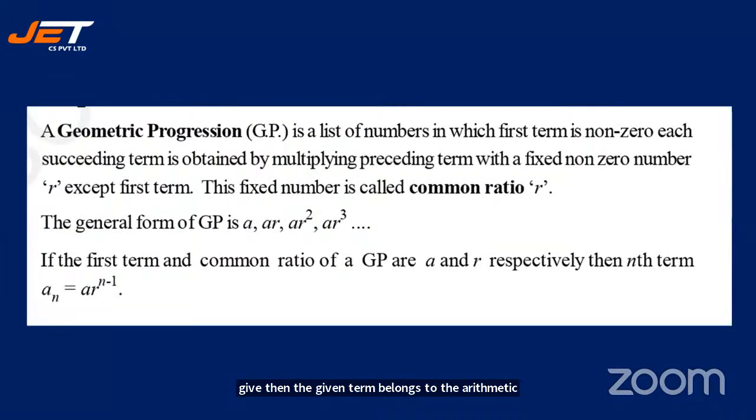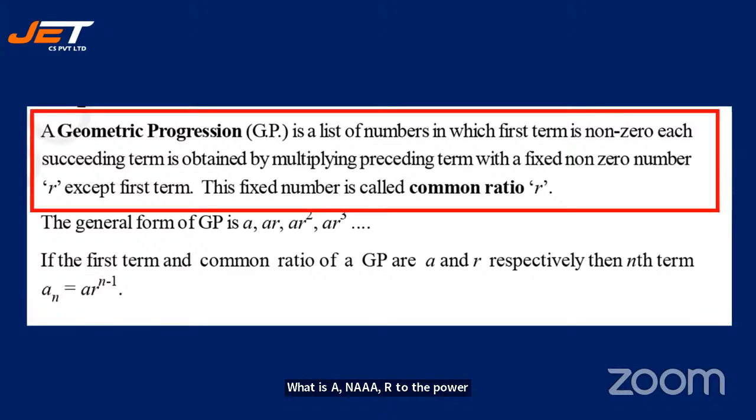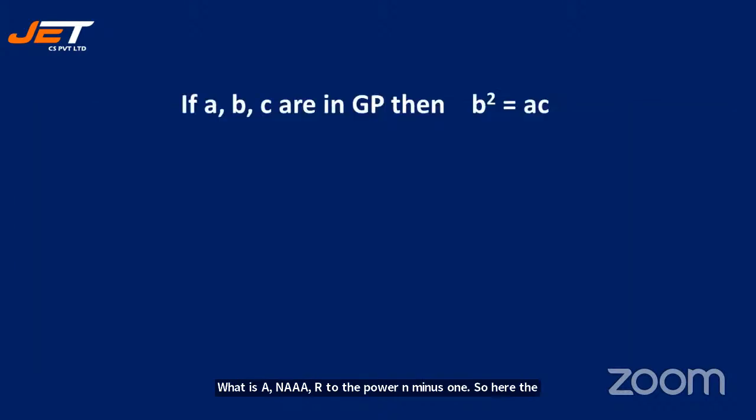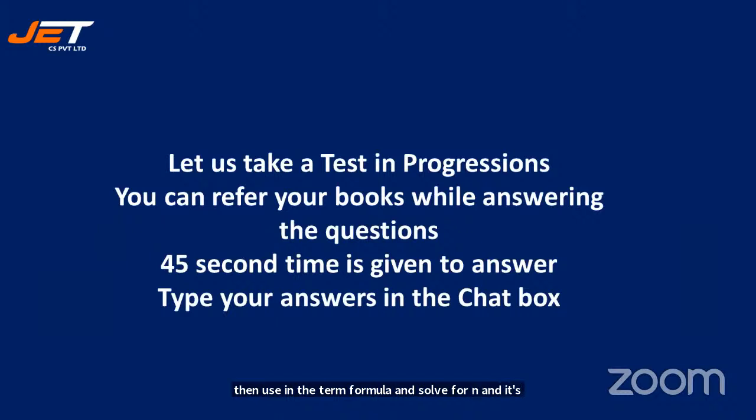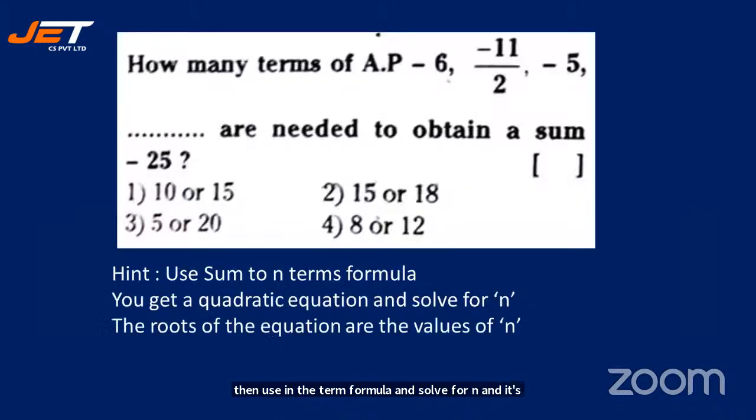And here we have a GP also. Let's learn only the general form: a, ar, ar square, ar cube, and so on. a_n is ar to the power n minus 1. Here the common ratio is called r. If a, b, c are in GP, then b square is equal to ac. If we need to check if any term belongs to a GP or not, then use the nth term formula and solve for n. If n is an integer, then the given term belongs to the GP, otherwise it does not belong. All right, so now let's go for the sums.